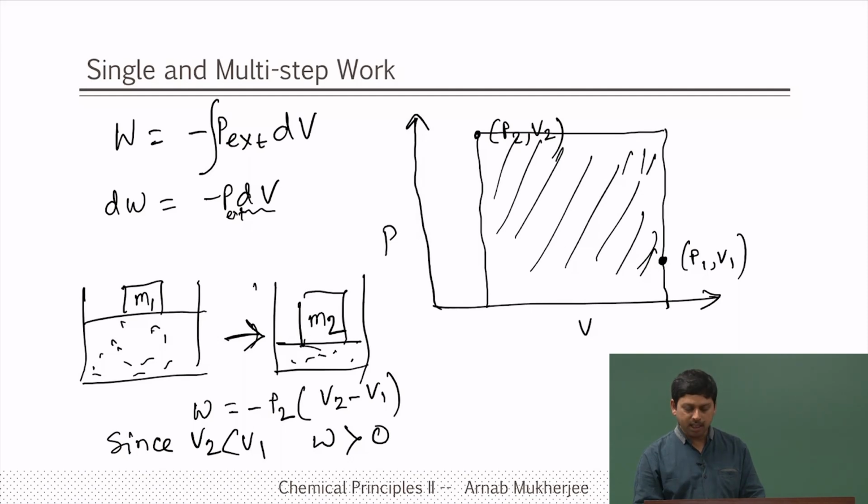Now, instead of one step, let us break that process into a two step process. Let us say we do not go from P1 to P2 directly, we want to take one more step in between, let us call that P3 V3. So, let us say our P3 V3 is somewhere here, we call that P3 V3.